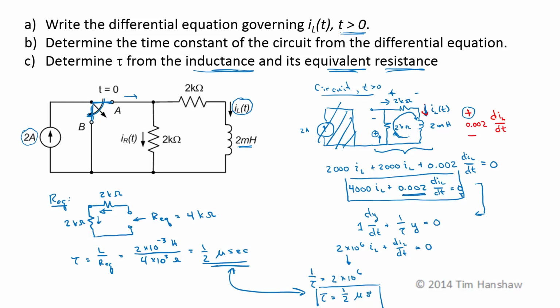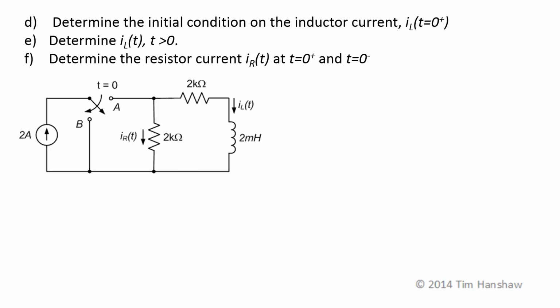Those match up, so we're all happy. Next, we want to find the initial condition on the inductor current. So we want to find I sub L at t equals 0 plus, just after this switch is moved to position B. To determine this, we rely on the fact that inductors cannot change their current instantaneously.